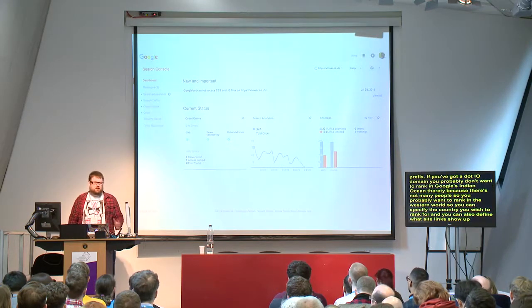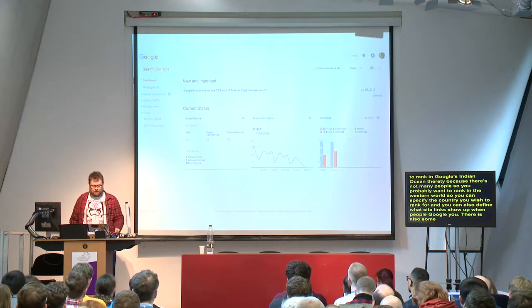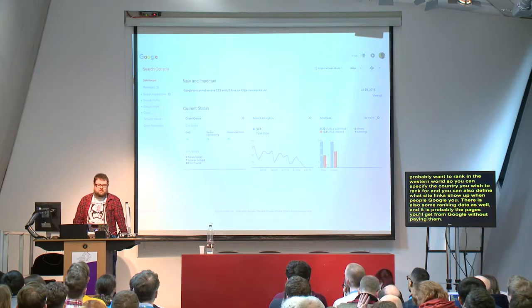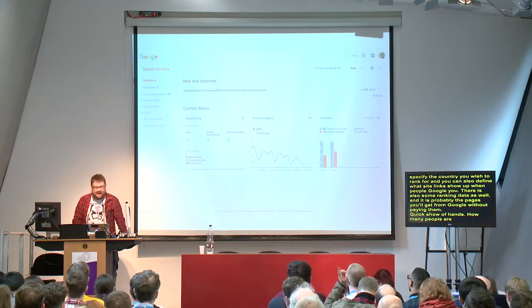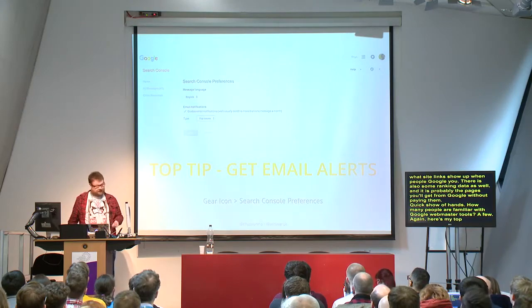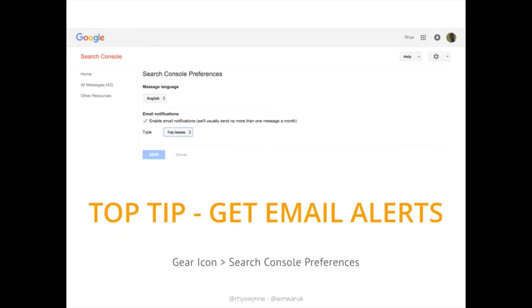There is also some ranking data as well. It's probably the best ranking data you'll get from Google without paying them. So, quick show of hands, how many people are familiar with Google Webmaster Tools? Okay, so a few of you. Again, here's my little top tip for it, which is to switch on email alerts. You can do that by going to the gear icon in the top right-hand corner, I don't know if you can see that, and going to Search Console Preferences, and you can switch on email alerts. When I did this, it was actually switched off by default. Now, this was about 4 years ago, because it's linked to your Google account, so it may be switched on by default now.